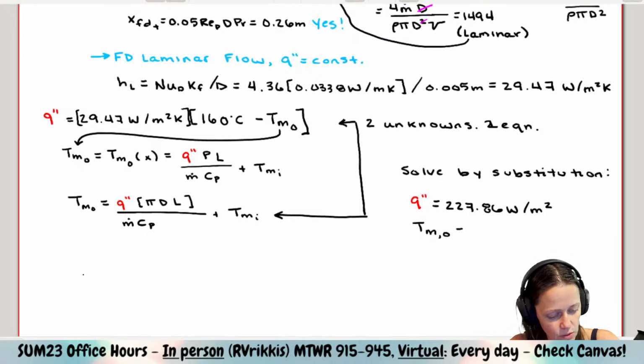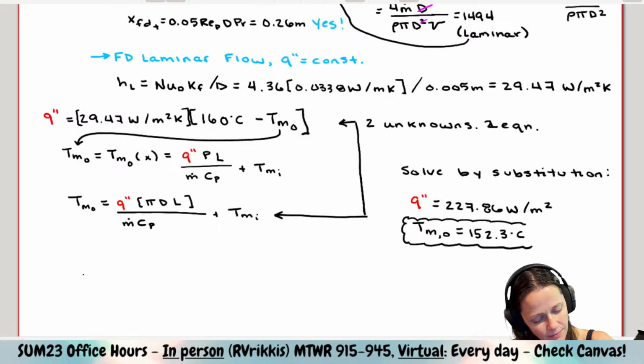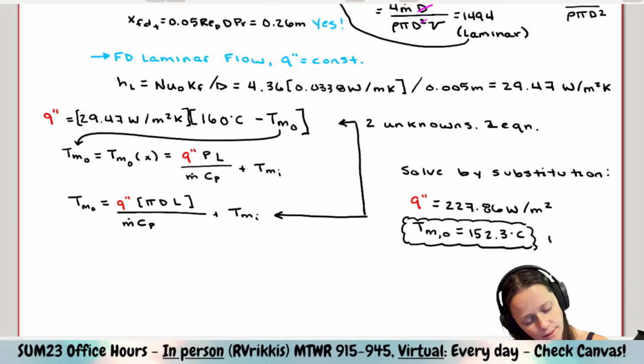All right, so I ended up calculating a mean outlet temperature of 152.3 degrees Celsius. I'm going to box, actually, I don't want to box it, I want to put happy clouds. All right, so this was B.